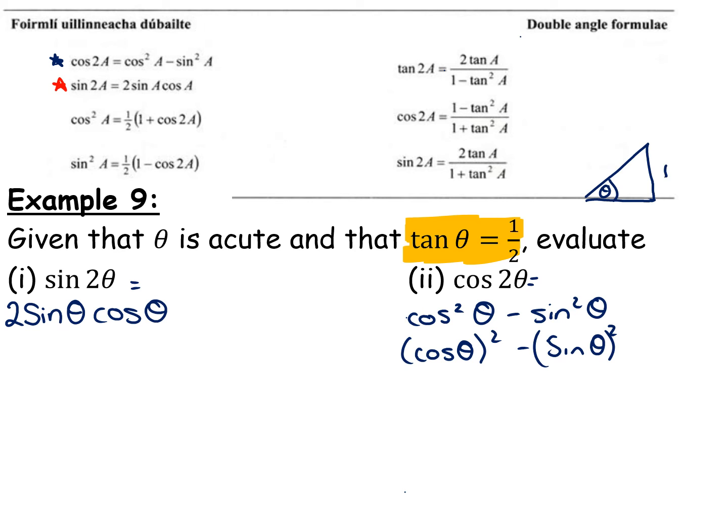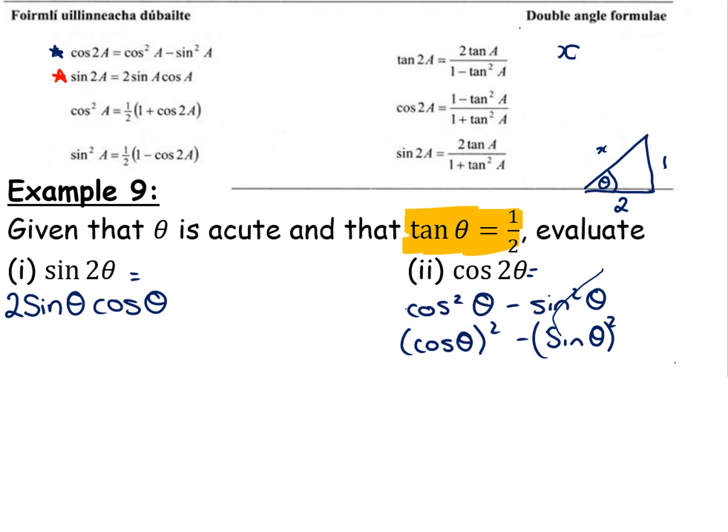So tan is opposite over adjacent. Working that through, so let's just say that's x for a second, we can get x squared equals 1 squared plus 2 squared. So 1 plus 4, so x squared equals 5, so x is equal to the square root of 5. And that gives us, there's my opposite, there's my adjacent, now there's my hypotenuse. So that allows me to figure out sine and cos.